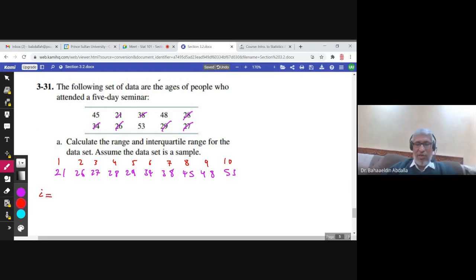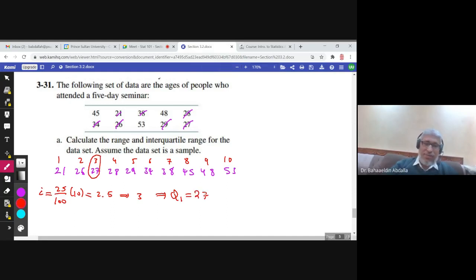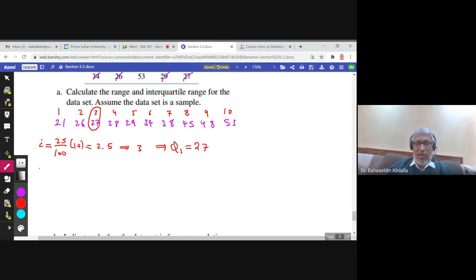To find Q1, you need the index. It's the 25th percentile. You multiply times 10, you get 2.5. It's not an integer, so you round it up to 3, and then Q1 would be the number in the third position, which is 27. For Q3, the index is 75 over 100, the 75th percentile times 10. This would be 7.5. It's not an integer. You round it up to 8, and Q3 will be the number in the 8th position, which is 45.